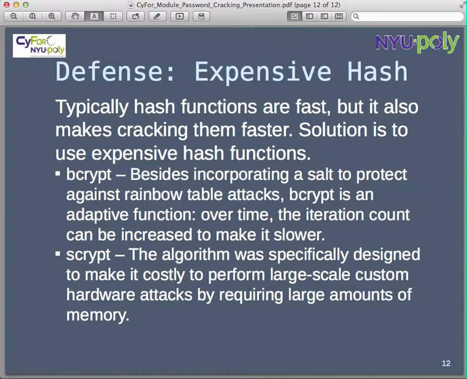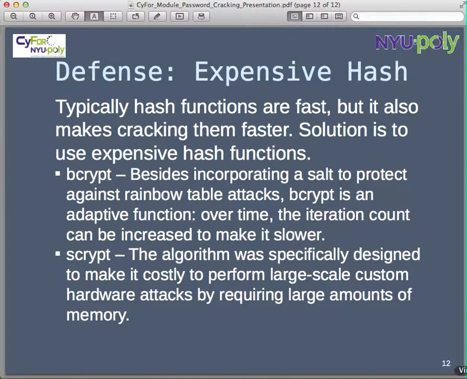Scrypt, another slow or expensive hashing function, takes another approach, which is that it makes it costly to perform large-scale hardware attacks by requiring large amounts of memory. So while bcrypt essentially slows down the hashing function, scrypt makes it expensive in terms of memory requirements. Soon you would require so much memory that it will limit the number of candidates you can try. That is basically a high-level overview of various concepts.